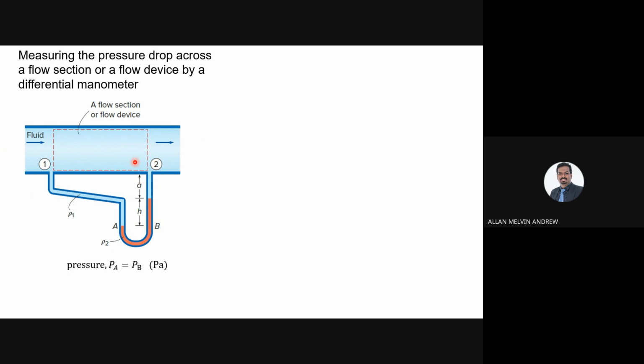To start the calculation, we need to find a common point. The common points are A and B, at the same level. So PA equals PB, because A starts with density rho 2, and B is also at the same density. With the same height and same fluid density, the pressure will be the same. So PA equals PB.